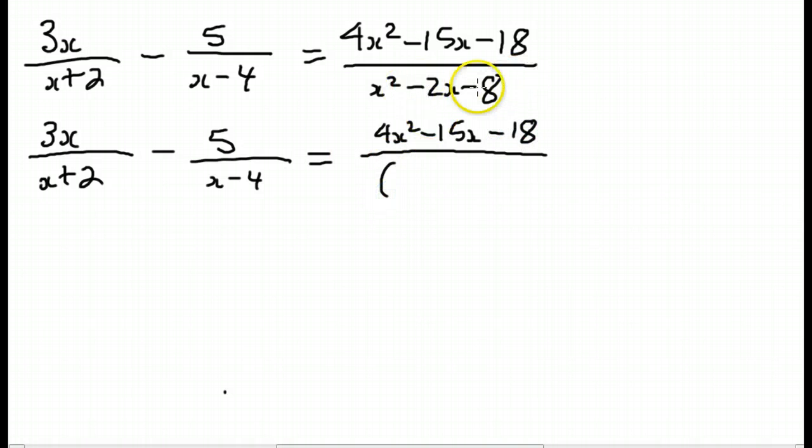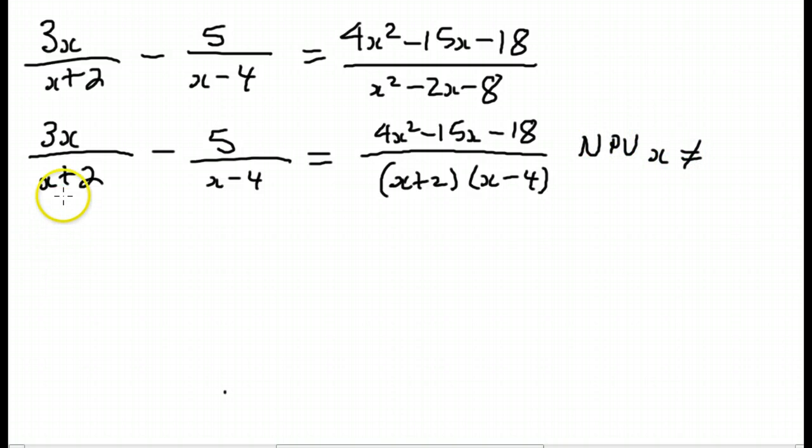And I'm going to guess that the factorization of this is really just these two factors here. So x plus 2, x minus 4, which I said I guessed. So x squared minus 4x plus 2x is minus 2x minus 8. Good guess. Not really. Non-permissible values: negative 2, positive 4. Okay, let's go through. We're going to multiply by the lowest common denominator.